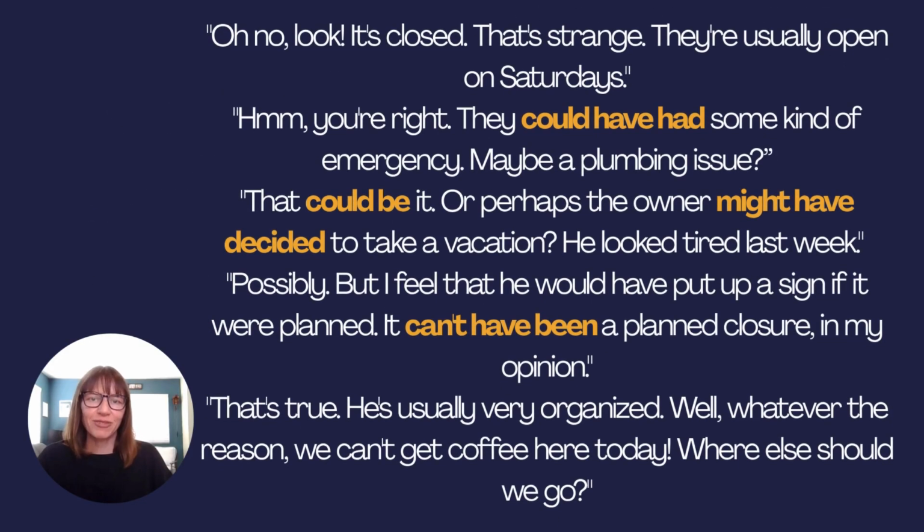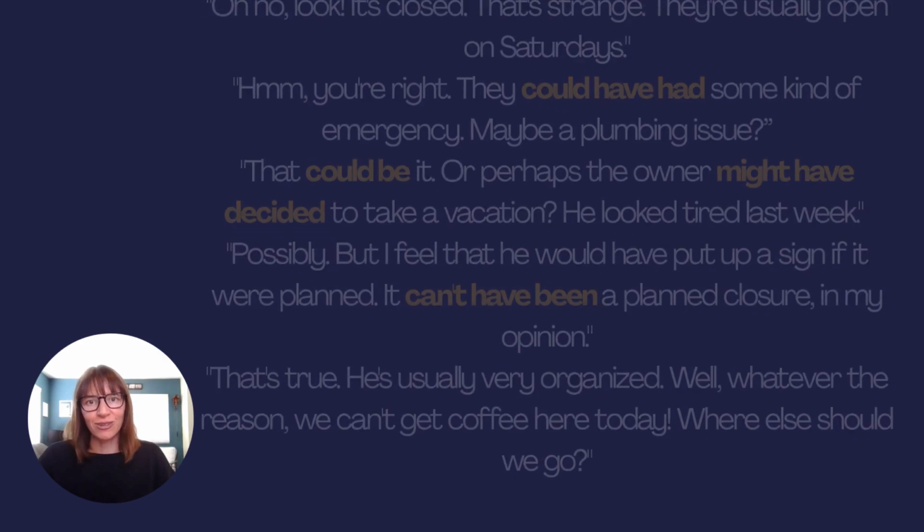Here's the transcript for the conversation you just heard. Let's analyze some of the modals a bit closer. We have could have had, could be, and might have decided, all as our modals of possibility. We have can't have been, which shows certainty that something wasn't true. They also use phrases to share their opinion. For example, I feel that, and in my opinion. Can you pause and find those in the transcript?